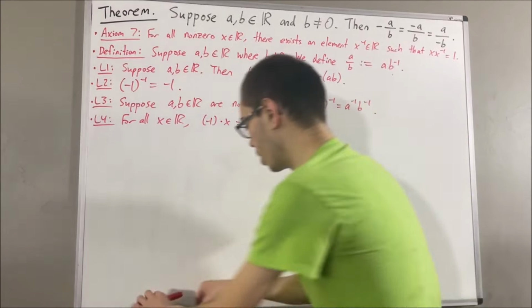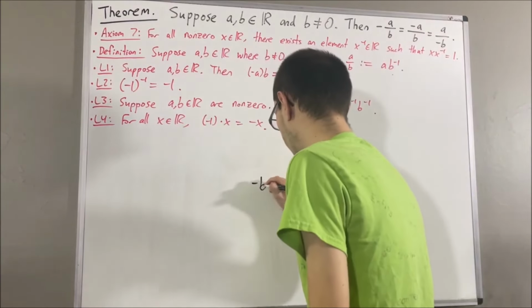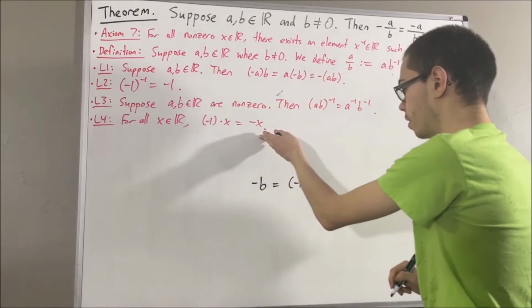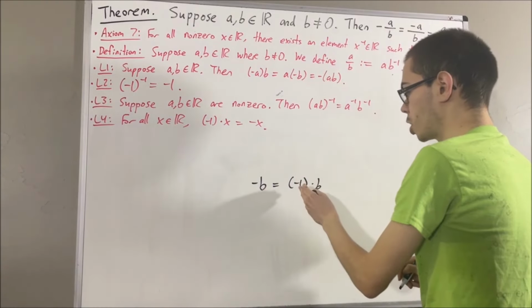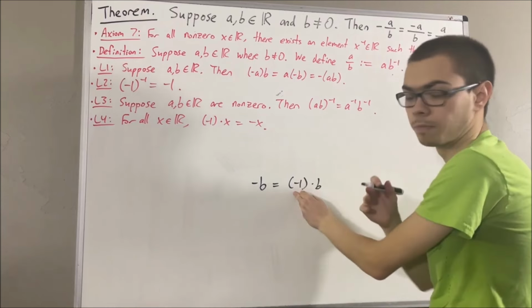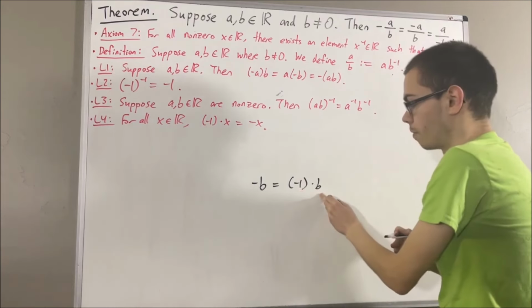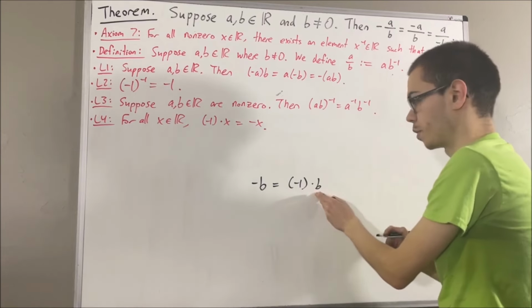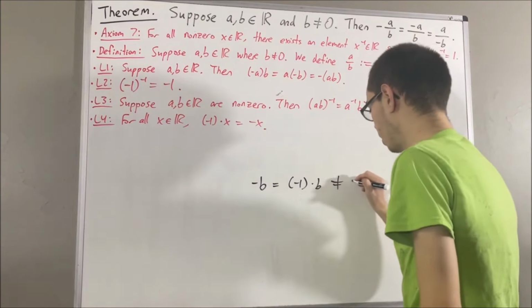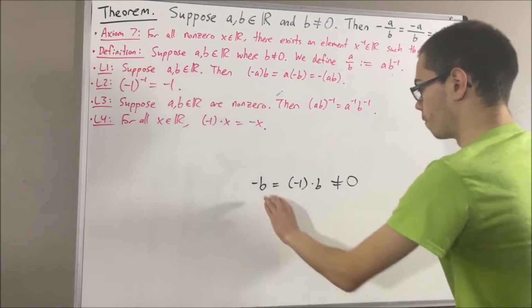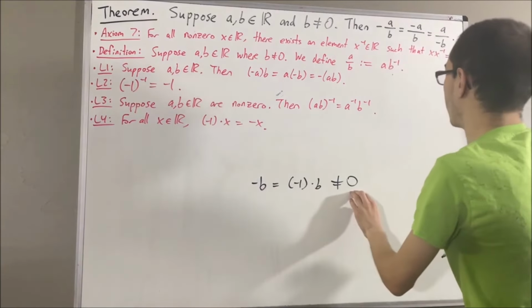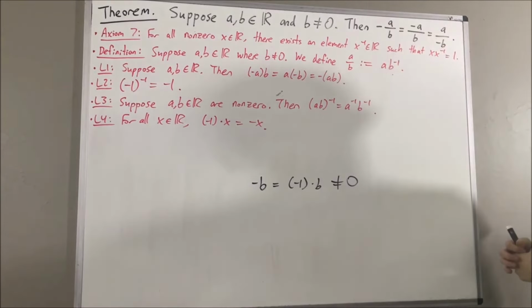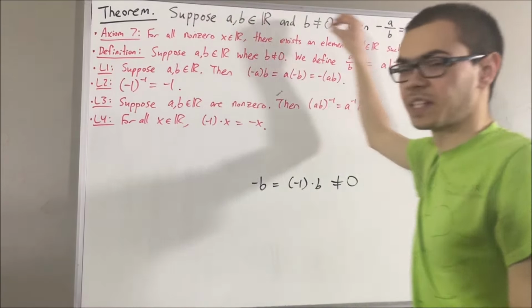Well, we know that negative b is equal to negative 1 times b, according to L4. And we've just shown that negative 1 is non-zero. b is non-zero as well. And as we mentioned before, the product of two non-zero real numbers is a non-zero real number. So this is non-zero, and therefore negative b is non-zero, and that's why we're able to make sense out of this last fraction. So now let's get into proving this theorem.